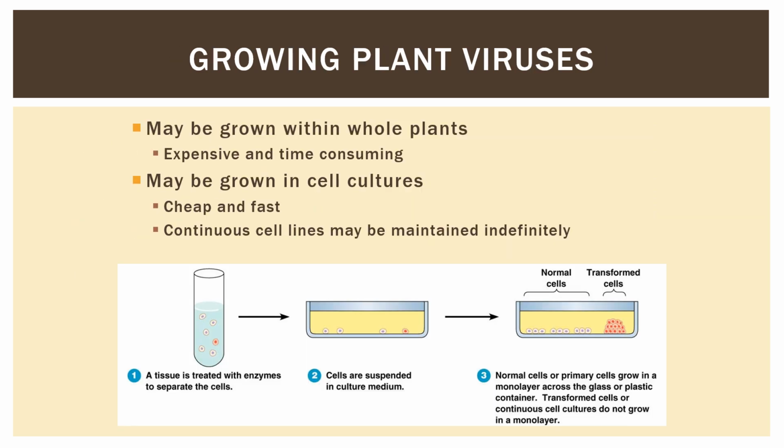Remember that the first virus, quote unquote first, virus to be discovered was using plants. So we do know that plants can get viruses, and we want to be able to cultivate viruses that grow in plant hosts. And you can do this two ways: in vivo or in vitro. In vivo would be using the whole plant, but this is kind of expensive and it can take up a lot of space and it's time consuming.